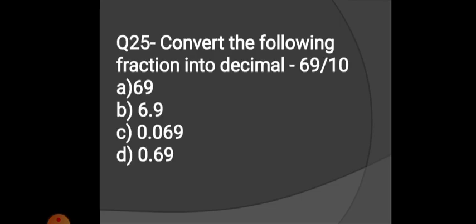So let's see what is the question number 25 and the last question also. Convert the following fraction into decimal. 69 upon 10. So options are A 69, B 6.9, C 0.069, D 0.69. Now let's see what is the answer of this question. The answer is option B 6.9.